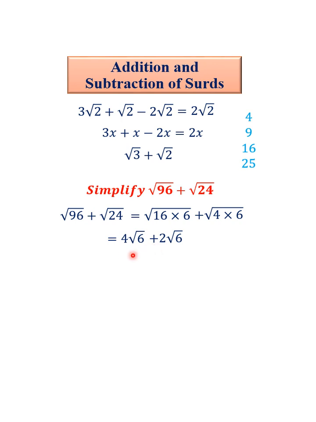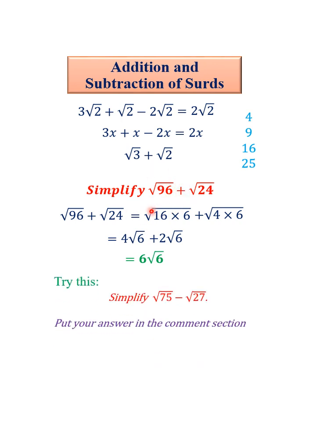Now that we've got to this point, 4 root 6 plus 2 root 6, obviously the answer is 6 root 6. And this is the answer to this question. If you understood this explanation, then try this. Simplify root 75 minus root 27. And please put your answer in the comment section.